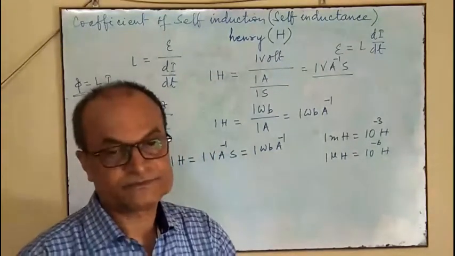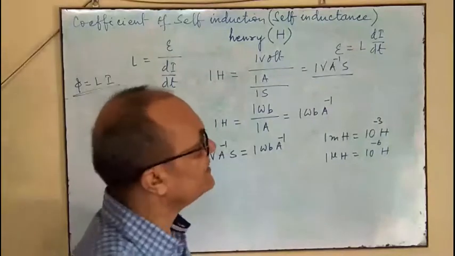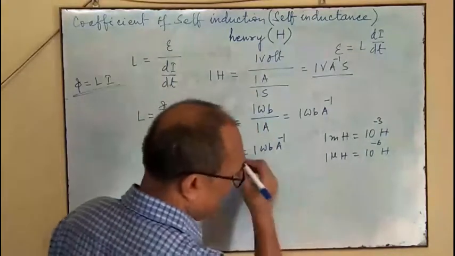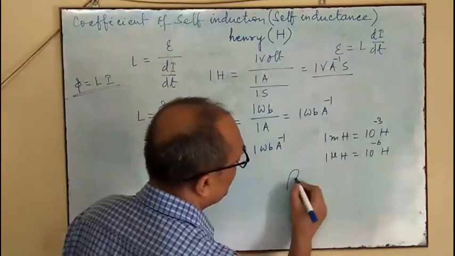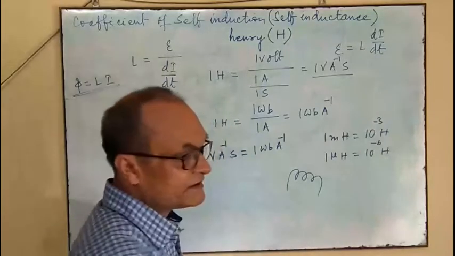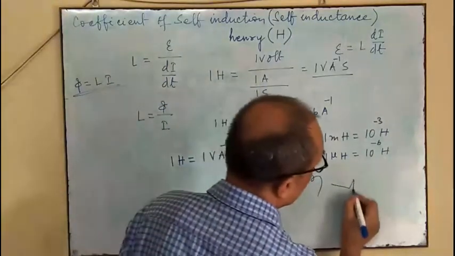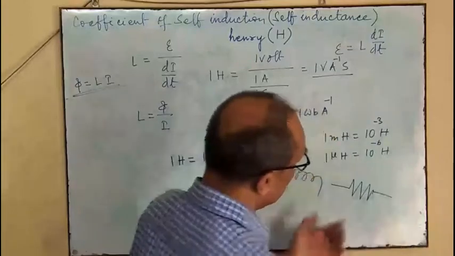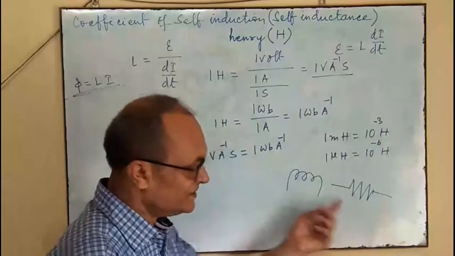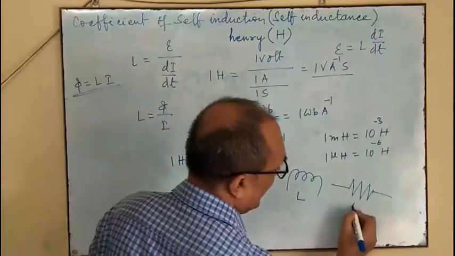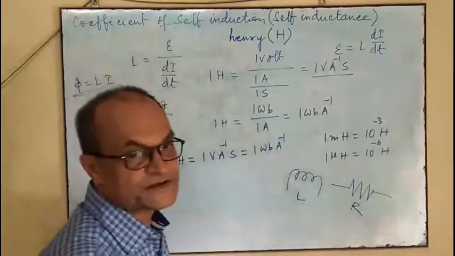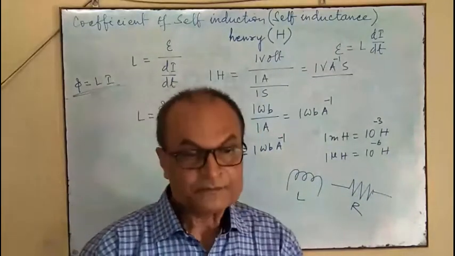Now one thing more: an inductor is generally represented, as I said earlier, like this. This is the inductor and this is the resistance. So we should know the difference between this and this. This is the inductor and this is the resistance. I think it is clear.